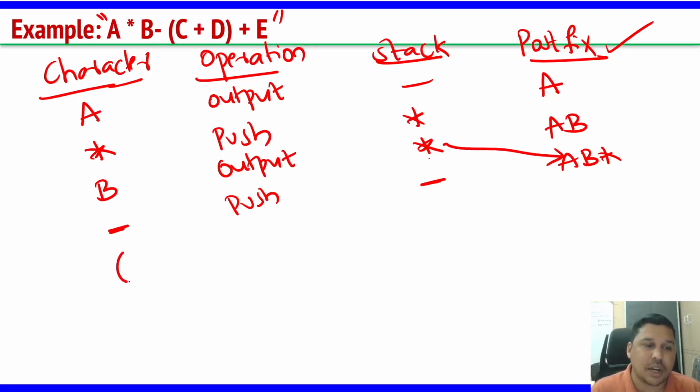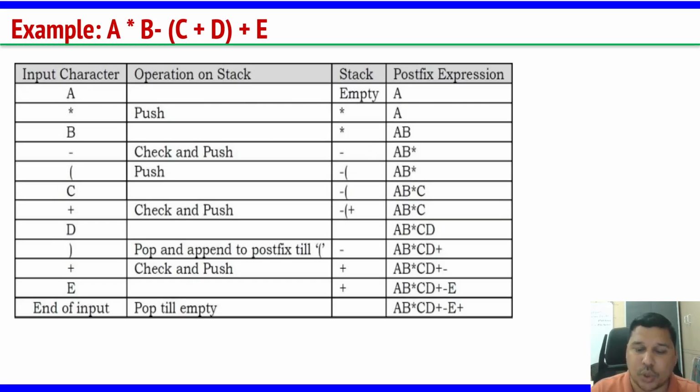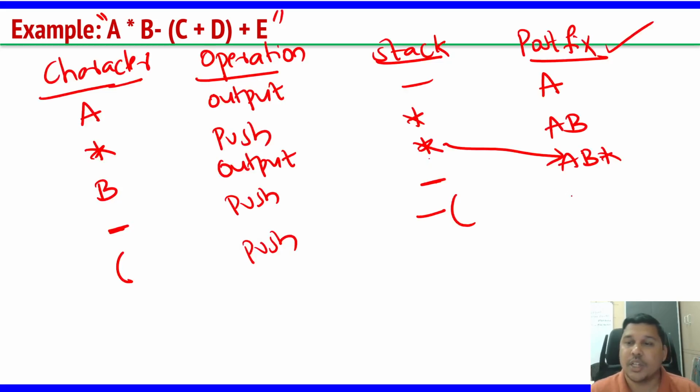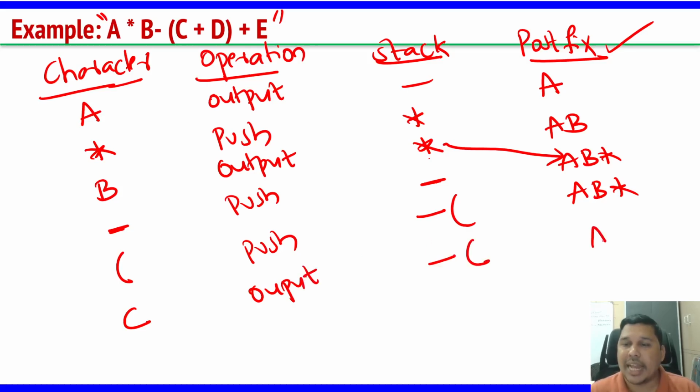Now the next one is a round bracket. Whenever there is a round bracket, you can push that symbol onto the stack. So the stack has minus and the bracket, and the output remains AB star. Next, you got C. C is a variable. I have to just output it. So the stack remains the same, and the output becomes AB star and C.